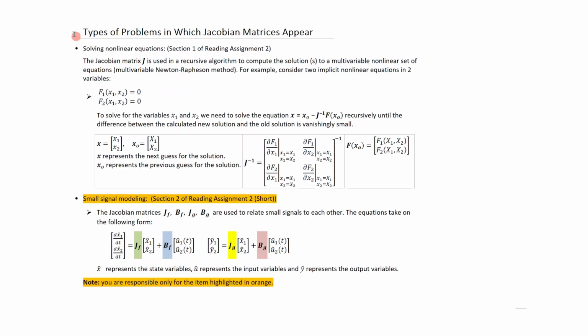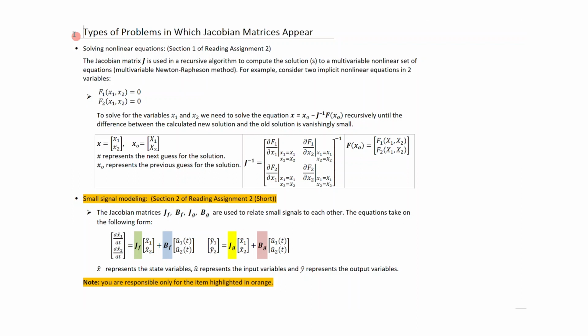All right, so now let's consider the types of problems in which Jacobian matrices appear. One of the typical examples is in solving nonlinear equations. There's a lot more material on this in section 1 of reading assignment 2, which you're not responsible for, but if you're interested in looking at it, feel free to do so. The Jacobian matrix J, in this case, is used in a recursive algorithm to compute the solution or solutions to a multivariable nonlinear set of equations. We also call this the multivariable Newton-Raphson method.